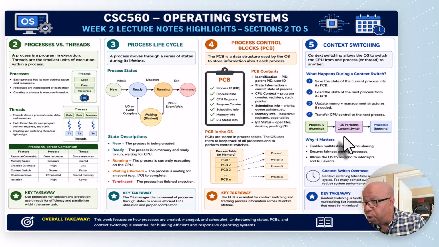Context switching overhead does exist. Context switching takes time and uses CPU cycles. Too many switches can reduce system performance. The key takeaway here is that context switching is fundamental to multitasking, but it introduces overhead that must be minimized.